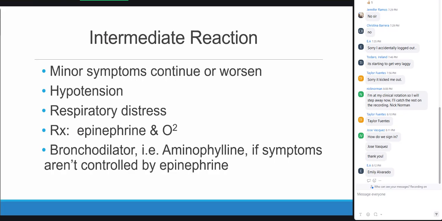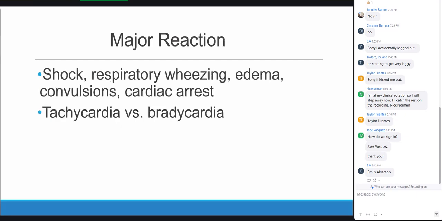If the minor symptoms continue or worsen, we move into an intermediate reaction, which can include hypotension, respiratory distress. In this case, they want to administer epinephrine and O2. If the symptoms aren't controlled by the epinephrine, we may move to a bronchodilator, such as aminophylline. Major reactions include shock, respiratory wheezing, edema, convulsions, cardiac arrest. Either could lead either way to tachycardia or bradycardia.